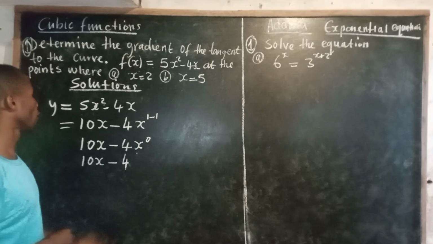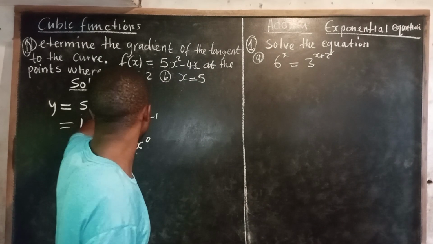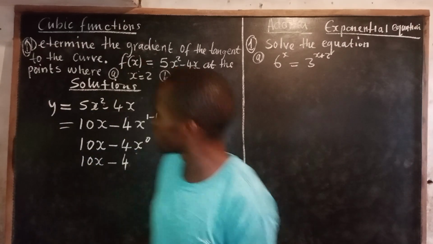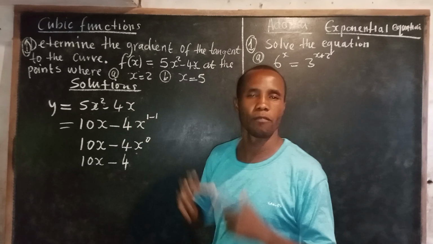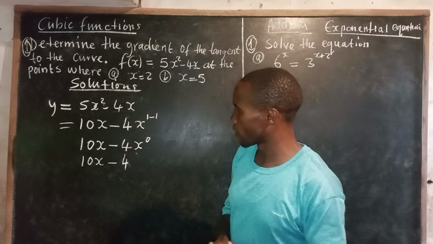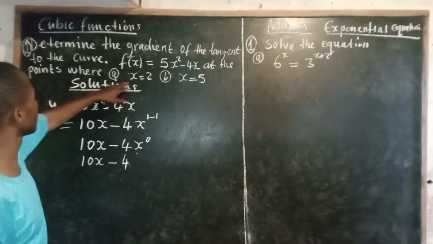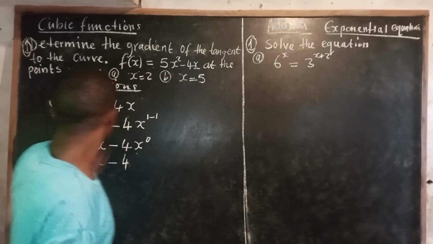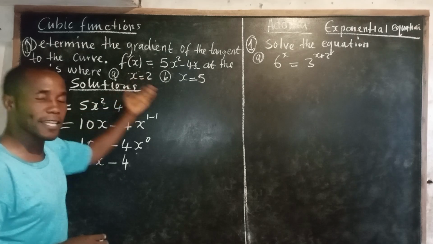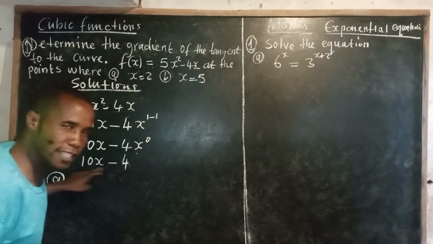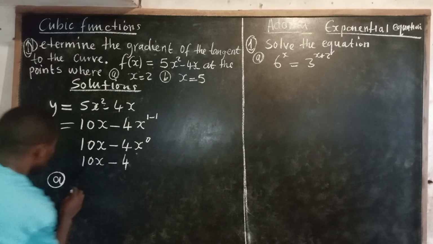No wonder that when differentiating a term with a variable raised to power 1, we just get the constant, the coefficient of that same term. This is what normally happens. Having now differentiated, remember we are given the values of x. So for A, we are saying x is equal to 2. We are going to substitute into the derivative that you have found.